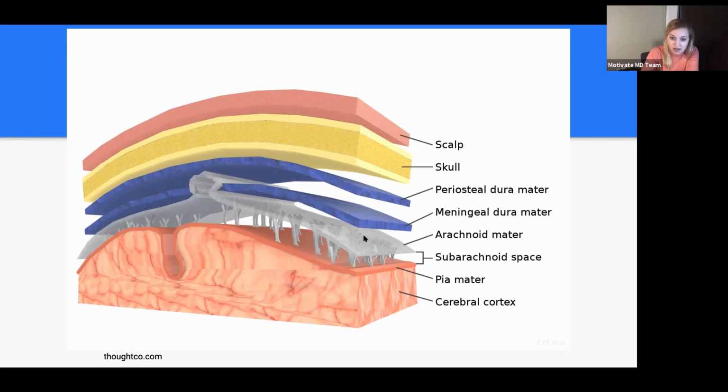And it's named arachnoid, like spider, because of the way it looks. If you guys can see, it has these projections going down to the pia mater. And the pia mater is unique because it actually covers the brain itself, or the spinal cord itself. So there's a little bit of anatomy.